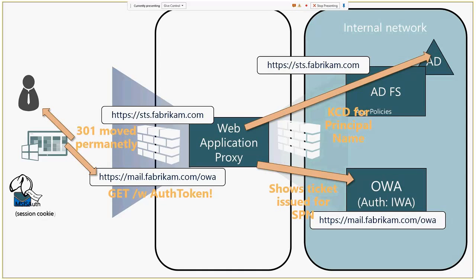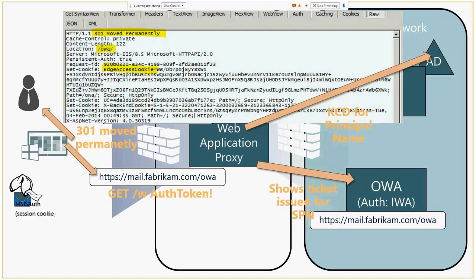Every further request that we're going to see is not going to contain the auth token anymore. It's going to contain an edge access cookie instead. The difference between the auth token and the edge access cookie is practically nothing. The only thing is that the edge access cookie is encrypted with a key that's stored in the configuration database of the web application proxy. And the reason for that is quite simple.